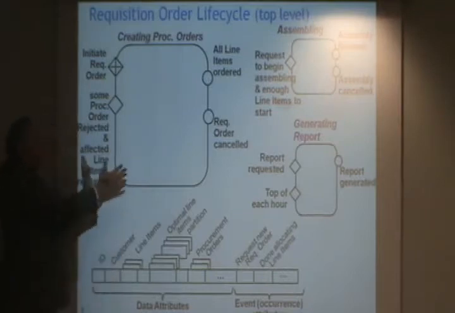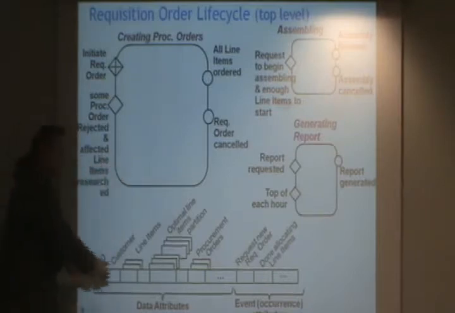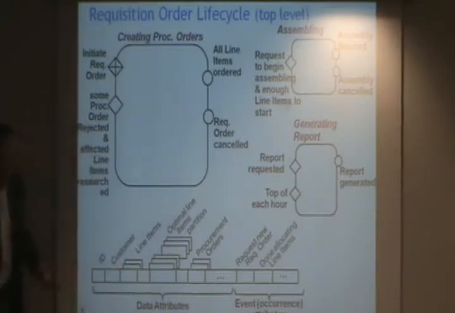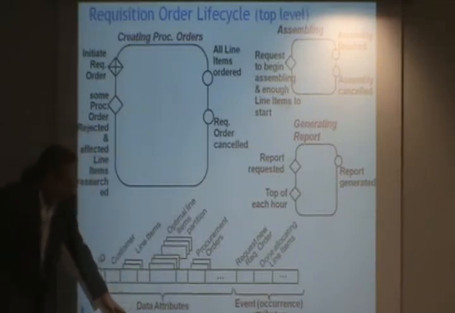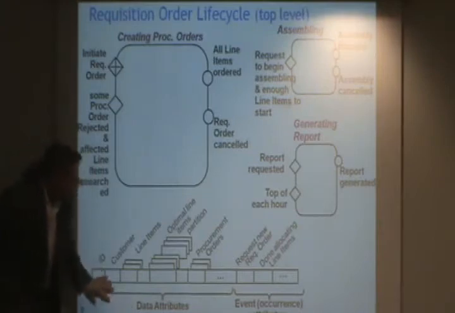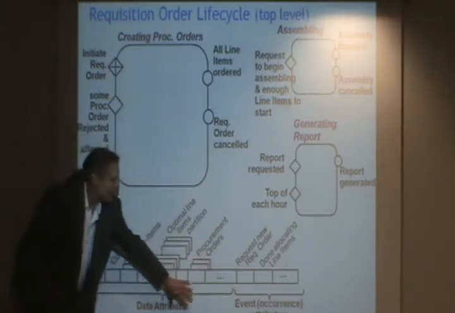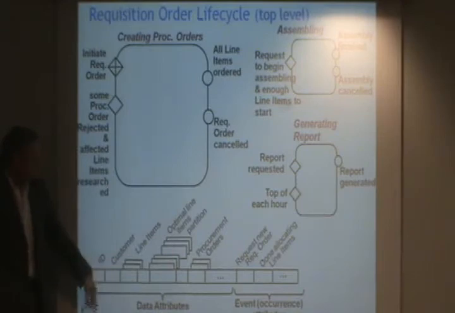Okay, sometimes we get hung up on just looking at the life cycle, but you've got to remember it's anchored, if you will, at the information model. And right now in the information model, what I'm showing are kind of the business data attributes, things like who's the customer of this requisition order. Okay, what are the line items in this requisition order?